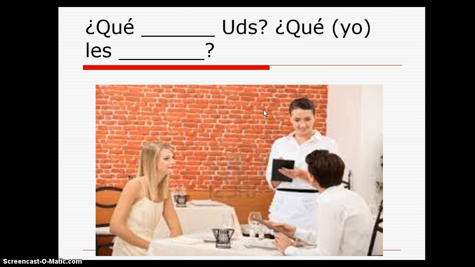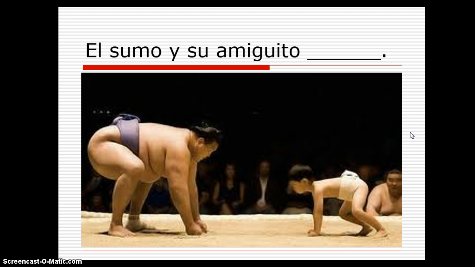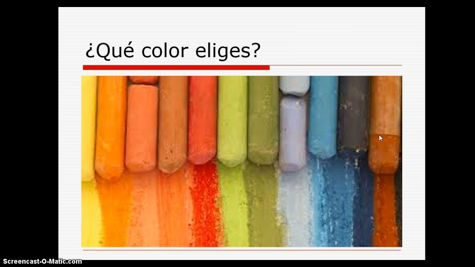Que, and then the que, the waitress speaking. So she asks, "What? Would you all do something?" And then she's gonna say, "What am I going to what?" El sumo y su amiguito. ¿Qué color eliges? It's an open question, so you can go ahead and answer it. And again, you can pause at any point if you need to slow this down. Go back. Feel free. Color eliges.